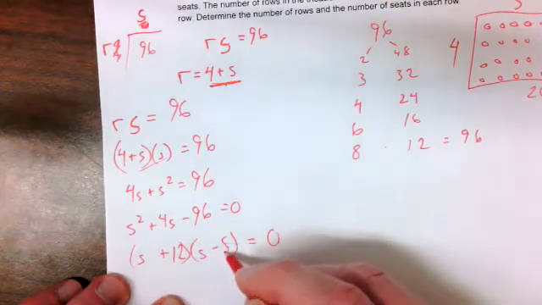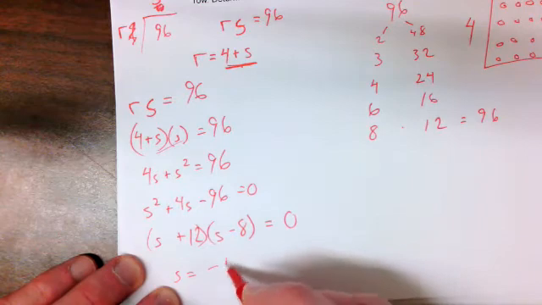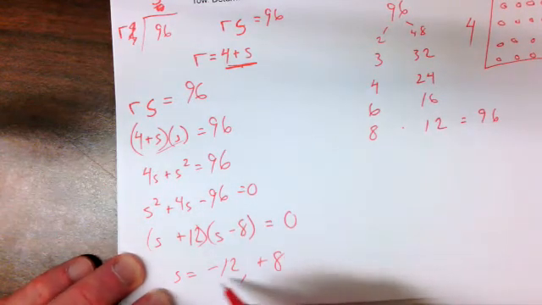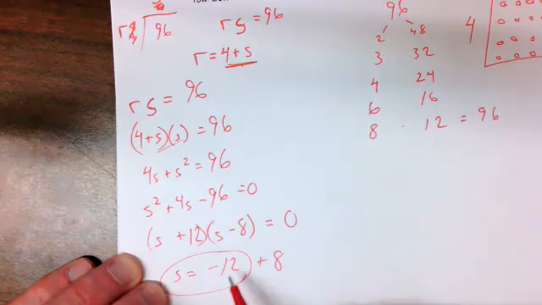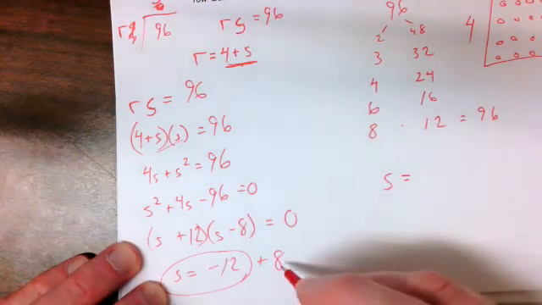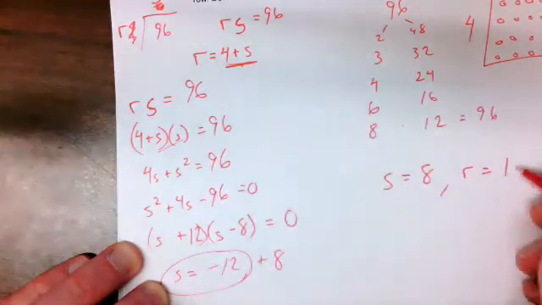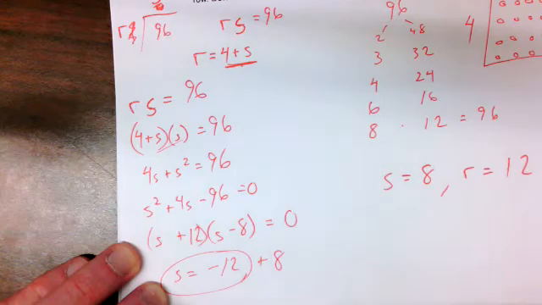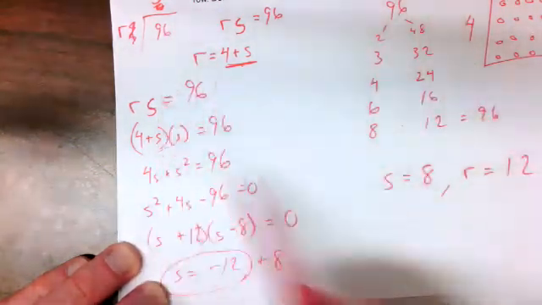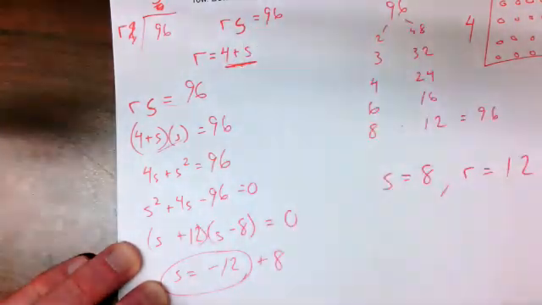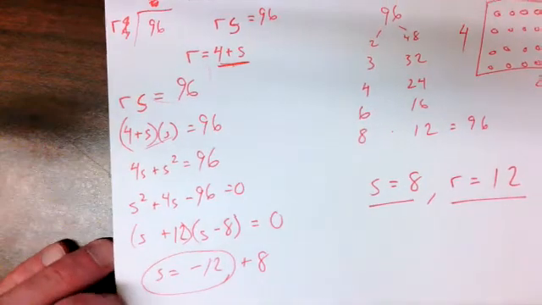Plus 12 minus 8. S equals either negative 12 or positive 8. It can't equal negative 12. We can't have negative 12 seats. So if S equals 8, then R equals 8 plus 4, which is 12. And you can try it: 12 times 8 is 96. That's how many seats there are. It works. There are 8 seats in each of the 12 rows.